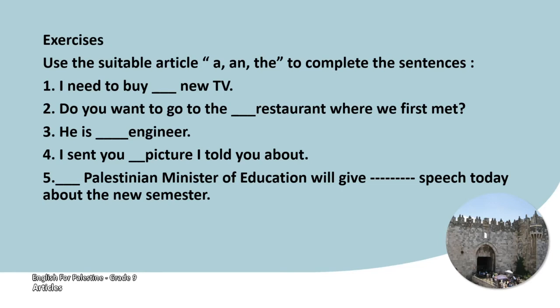3. He's an engineer. Pay attention. E is a vowel sound. So we say he's an engineer. 4. I sent you the picture I told you about. Again, it's not any picture. It's the picture I told you about. You already know a lot about that picture. So I say, I sent you the picture I told you about. Excellent, students. Now let's look at the last example.